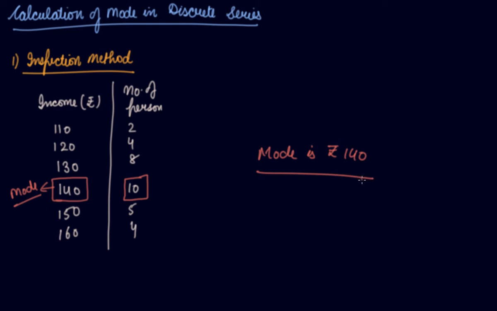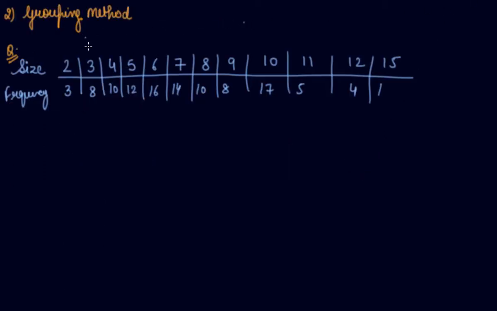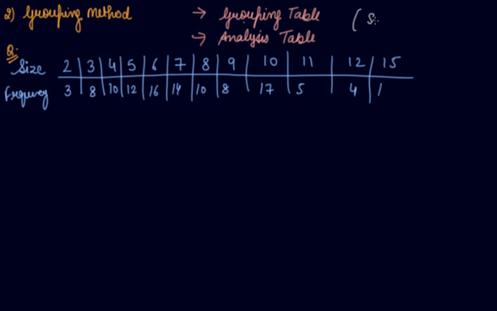The second method which we will study is the grouping method, which is the most important and a bit difficult method to understand. So do understand it very properly. In the grouping method, we'll make two tables. The first is your grouping table, in which you will group the data, and the second table will be the analysis table, in which you will do the analysis and find out the mode value. Now in the grouping method, you make 6 columns.